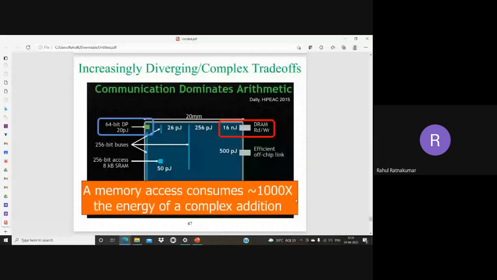So memory access consumes 1000x the energy of a complex addition. This is comparing this: 25 picojoules consumption for a complex addition, and 16 nanojoules consumption for a read or write memory access. So 16 nanojoules compared with 20 or 25 picojoules, around 1000 times difference. This is one of the challenges the research community is working on: how to reduce power consumption, how to increase the speed of memory access, how to reduce the memory-processor disparity, etc.